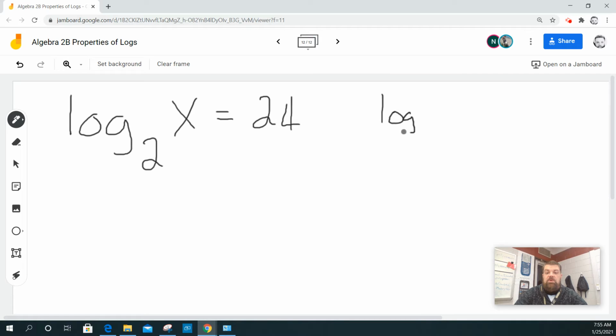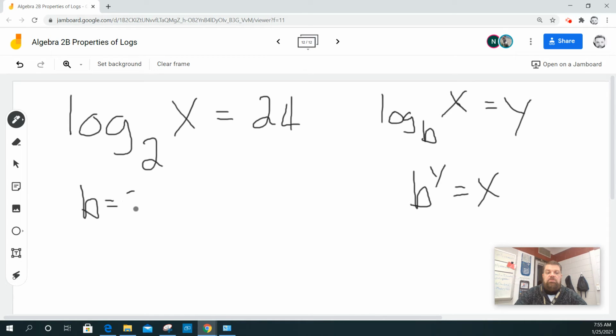Remember, there's the property that log base b of x equals y is the same as the relationship between the base raised to the y, and that equaling the x. So in this scenario, b is equal to 2, x is equal to x, and my y value is equal to 24.